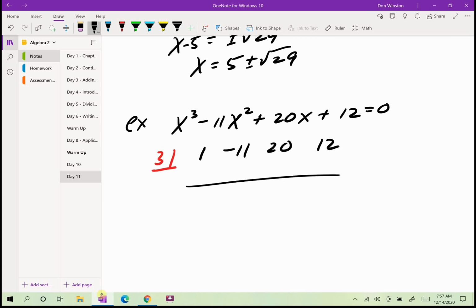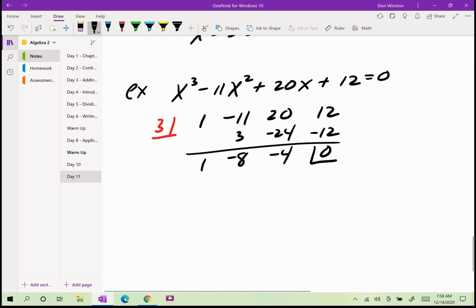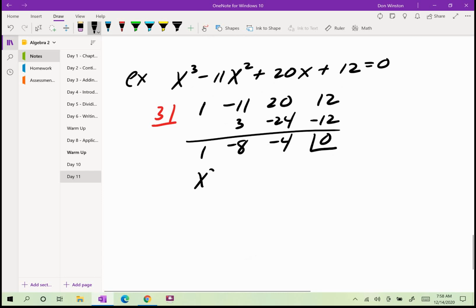And then synthetic division, bring down the 1. 3 times 1 is 3. It's minus 8. This is negative 24. This is negative 4. This is minus 12. And this is 0. My remainder is 0. So this will be x squared minus 8x minus 4. We'll set that equal to 0.